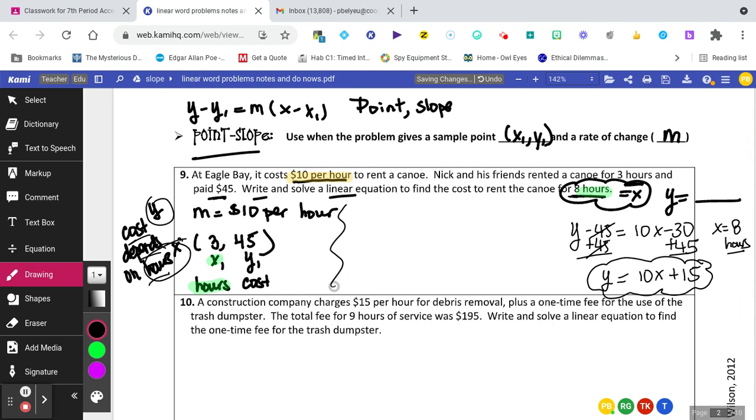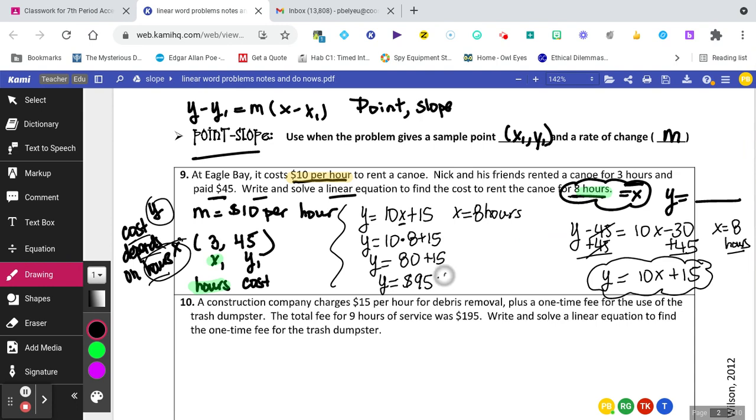All right, so here's your equation. y equals 10x plus 15. x is equal to 8 hours. So you just take out x and replace it with 8. 10 times 8 plus 15. 10 times 8 is 80, and 80 plus 15 is 95. So to rent it for 8 hours, you have to pay $95.